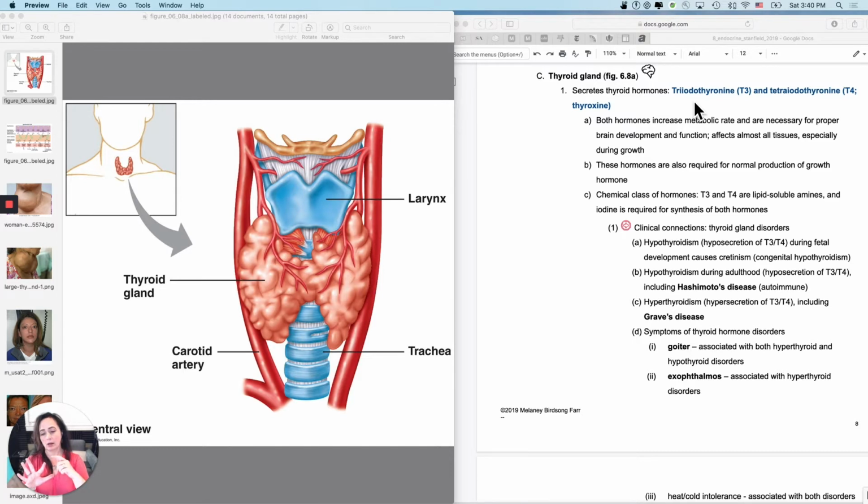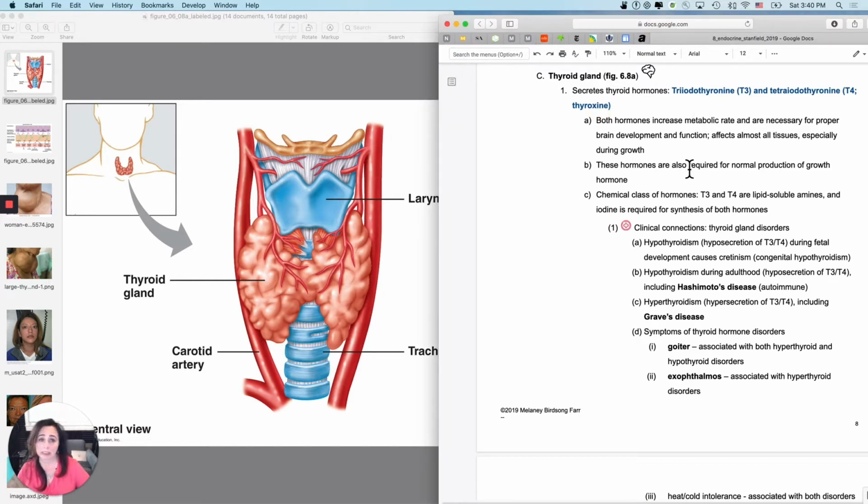tetraiodothyronine, four iodines from the thyroid, and it's an amine. So T3 and T4. The other name for T4, very commonly used, is thyroxine. It's not the name for T3, it's the name for T4. So, what do these hormones do? And then we'll get back into talking about how they're regulated, and we'll talk about some disorders as well.